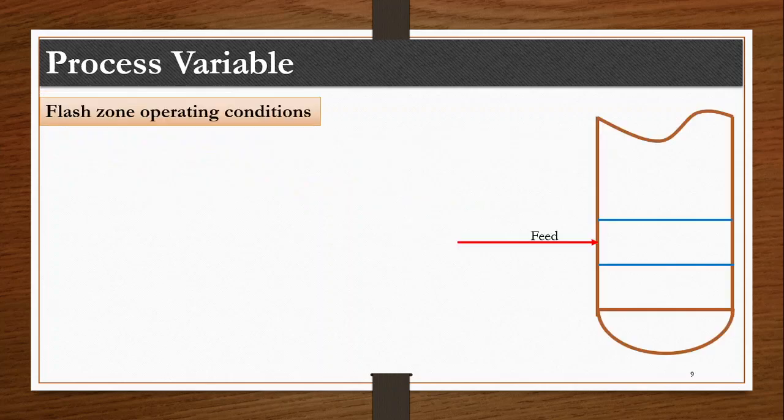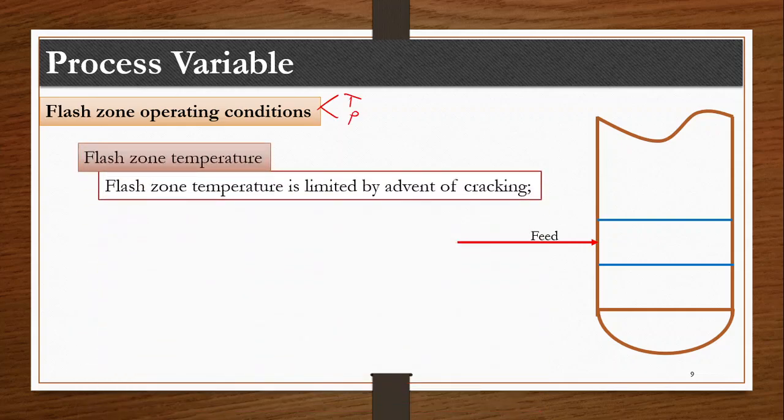And the second important variable is flash zone operating conditions, which include both temperature and pressure. These are two things. So we know about the flash zone, that is a location where the feed is entering. So that is a flash zone. As far as the flash zone temperature is concerned, flash zone temperature is limited by the advent of cracking.